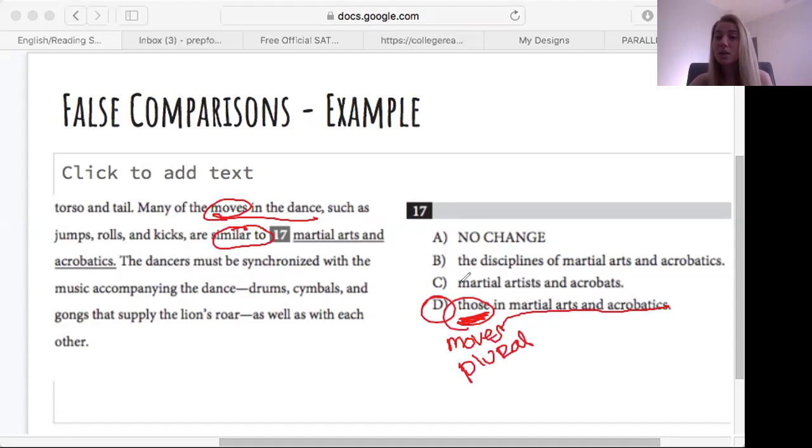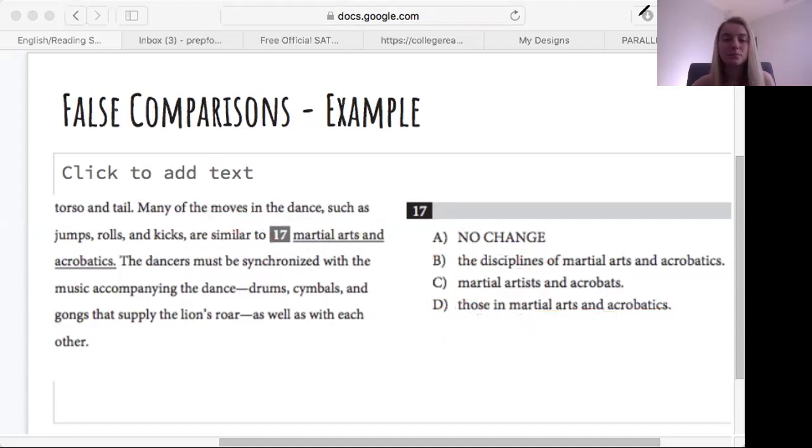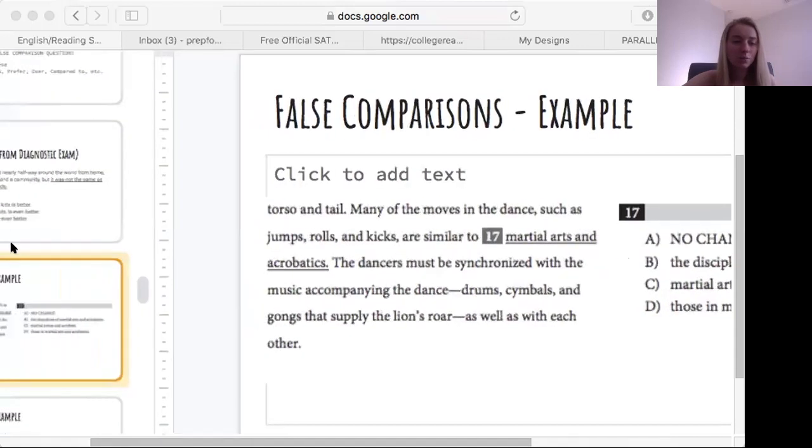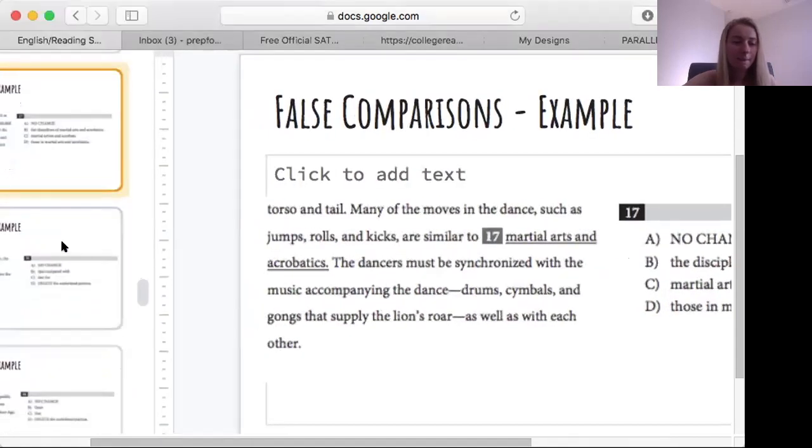Now, D is the only one that compares the moves to the moves. In A, that compares the moves to just martial arts, just the discipline in general. B compares it to the discipline, which is no good. And then C is comparing the moves to the martial artist, and we don't compare moves to a person. So that's no good as well, which is why D would be perfect. Awesome. All right. Let's just do one or two more, and then we'll jump over to the reading.